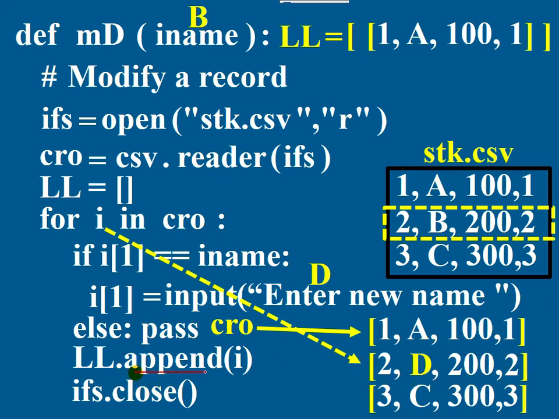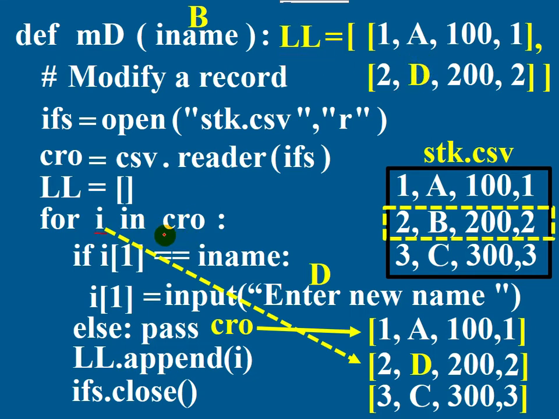Now append the second row to the list LL. So now I contains the second row. It is the modified second row. You can see that it is appended to LL. So now LL contains the second element. The second row is inserted into LL and the modified second row is inserted into LL.